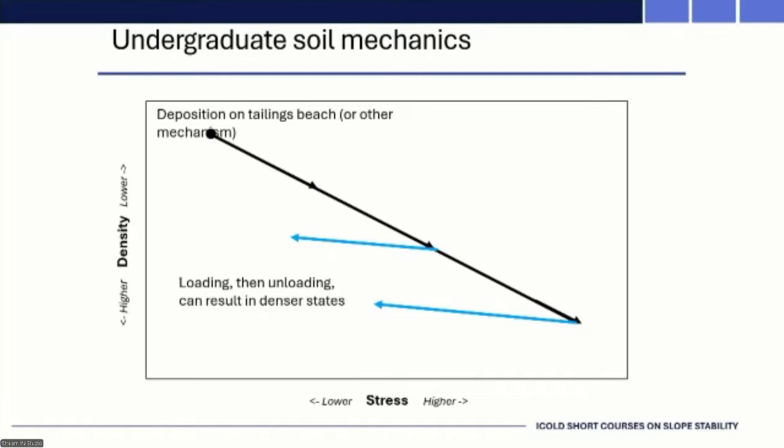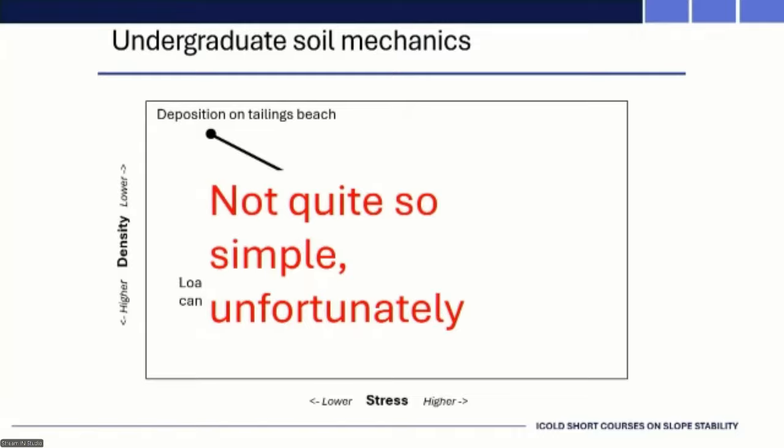And again, you stop at some point, you unload, the void ratio changes marginally. You might get a little bit of rebound, maybe a slight increase in void ratio. But compared to the amount of compression, the amount of void ratio change that occurred on that black line, it's really insignificant. So again, that's consistent with what you learned when you look at odometer tests and interpretation of odometer tests in undergraduate soil mechanics.